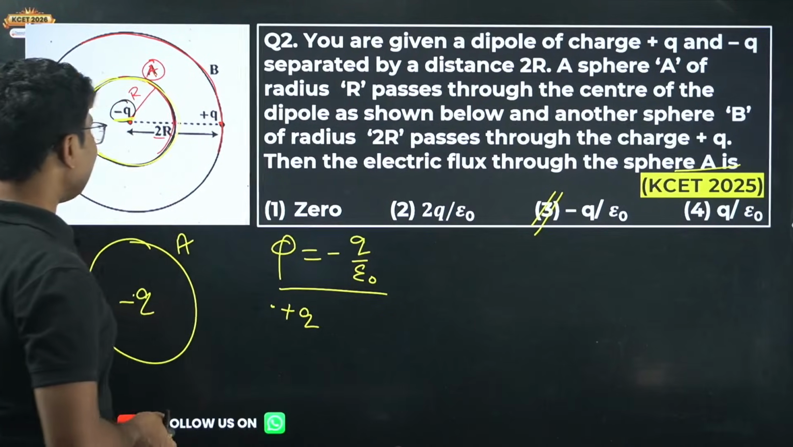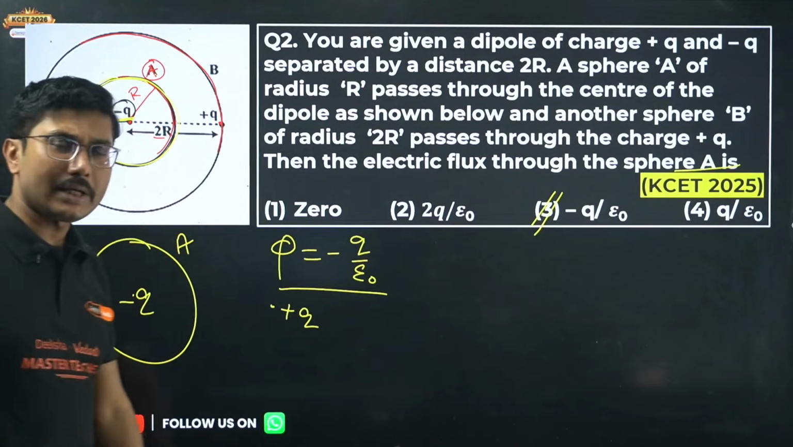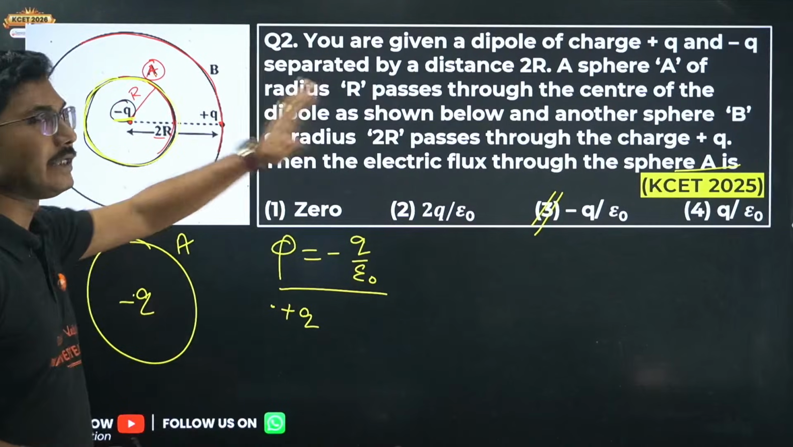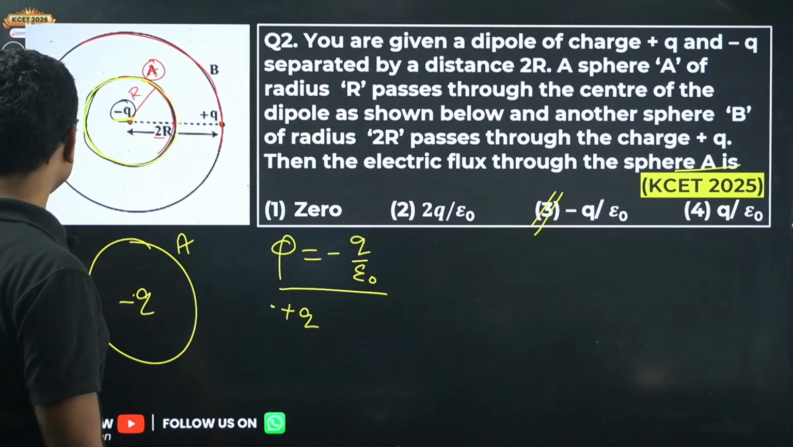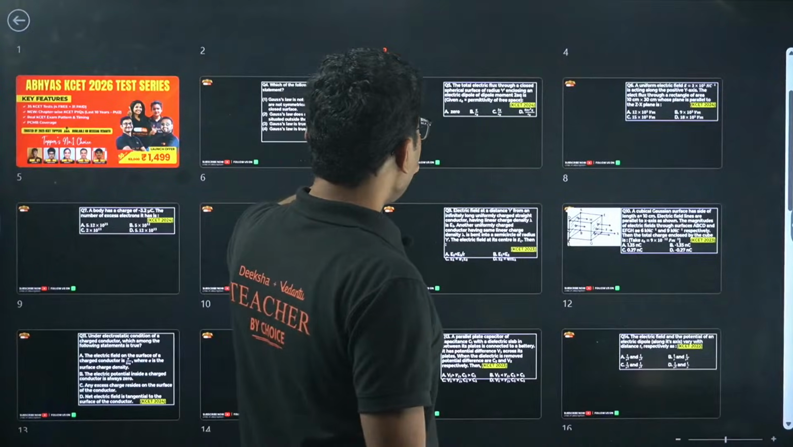But for the inner sphere, flux is not 0. For the inner sphere only minus q is there. So minus q by epsilon naught should be the answer. You should ignore anything which is outside the sphere, outside the closed surface basically. Not sphere, outside the closed surface. Clear? Okay.